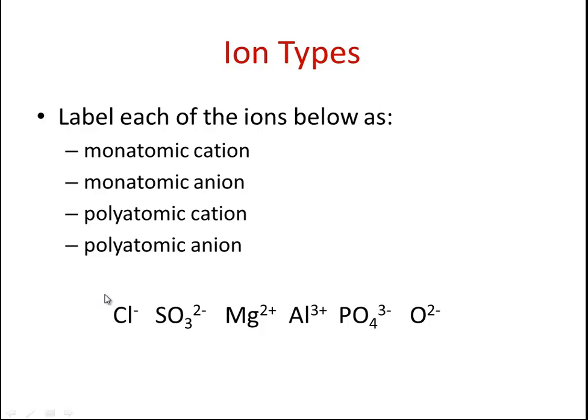Hopefully you've got all 6 written down, and let's go over the answers. This is the chloride, and it is a monatomic anion. This SO3 2-, clearly there's more than one atom, so it's polyatomic. It's got a negative charge, so it's a polyatomic anion. Here we go. This is a single atom, and it's positively charged, so monatomic cation. Monatomic cation again for the aluminum, 3+. For the PO4 3-, this is a polyatomic anion, and this is a monatomic anion. Hopefully that wasn't too bad.